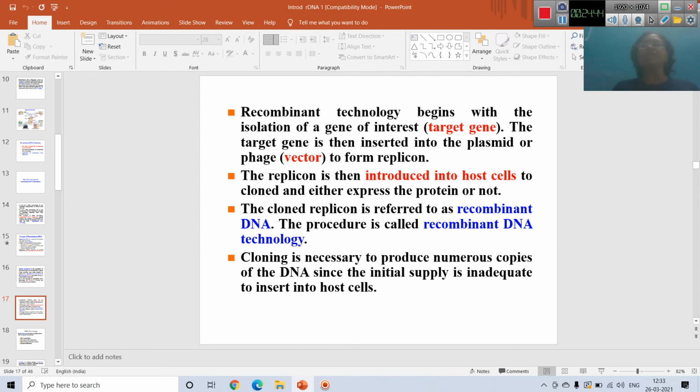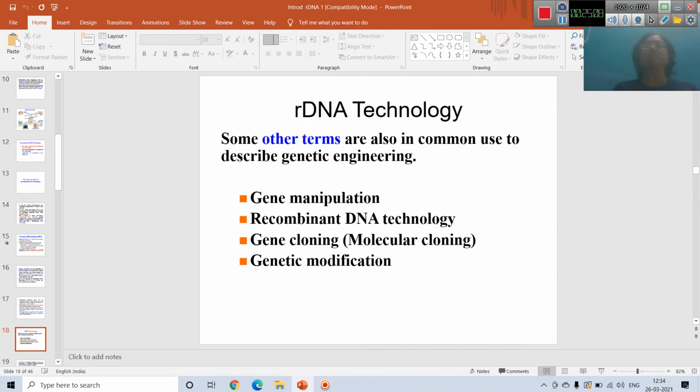So cloning is very necessary. It is very important to produce numerous copies of the DNA. Since if you don't multiply this gene of interest, then your gene of interest may get lost while performing your experiment. So you need a number of copies of your gene of interest, and that is very important so that you can have a maximum amount of your gene of interest which can be inserted into the host cell.